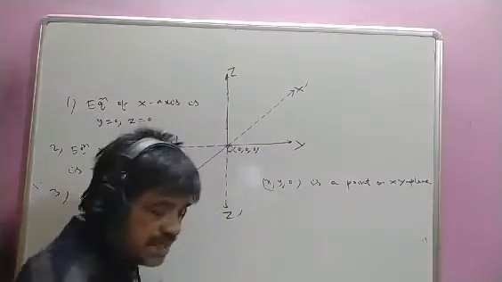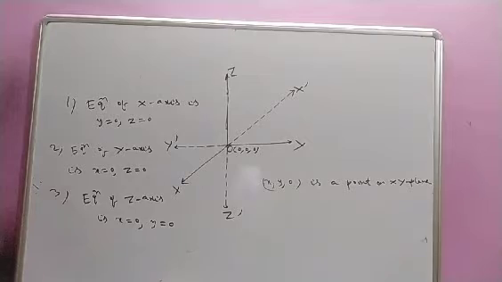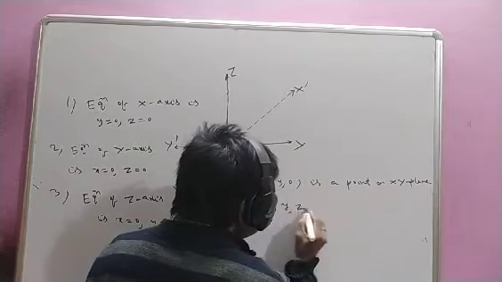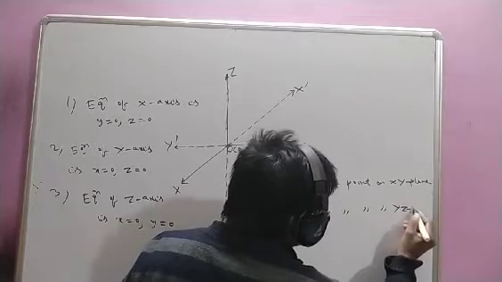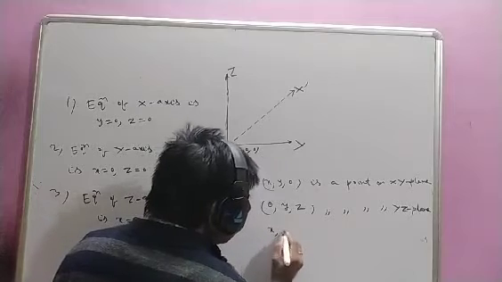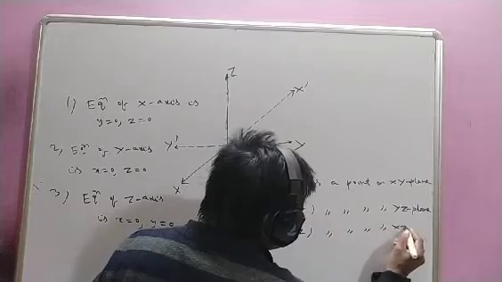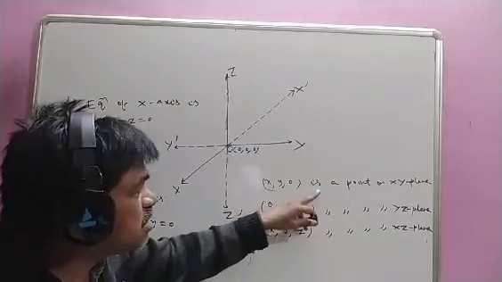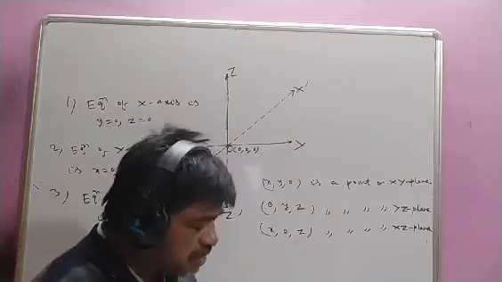Similarly, on the yz plane, you have only y coordinate and z coordinate. Its x coordinate is 0. Understood? So you can write 0 comma y comma z is a point on which plane? YZ plane. And on the xz plane, you have x coordinate and z coordinate. So this is a point on which plane? XZ plane. So x comma y comma 0 is a point on the xy plane, 0 comma y comma z is a point on the yz plane, x comma 0 comma z is a point on the xz plane.